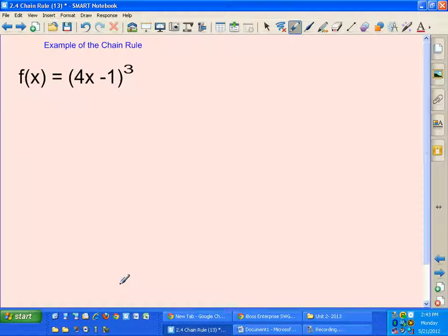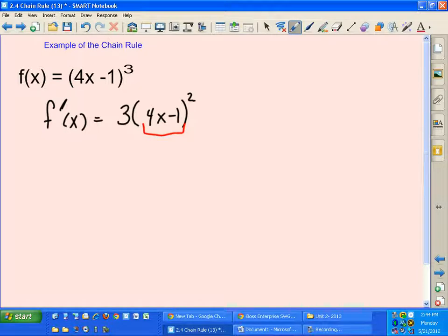So here's an example of it, and I'm just going to go through it without much explanation because we're going to have plenty of time to practice this. If I want to take the derivative of f of x, then I would take the derivative of the outside, which is this 3, and so that will give me 3 times 4x minus 1 squared. It's the derivative of the outside. And then what is the derivative of the inside function? Well, the inside function is this 4x minus 1, and so the derivative of that is 4. And so the final answer for this ends up being 12 times 4x minus 1 squared.